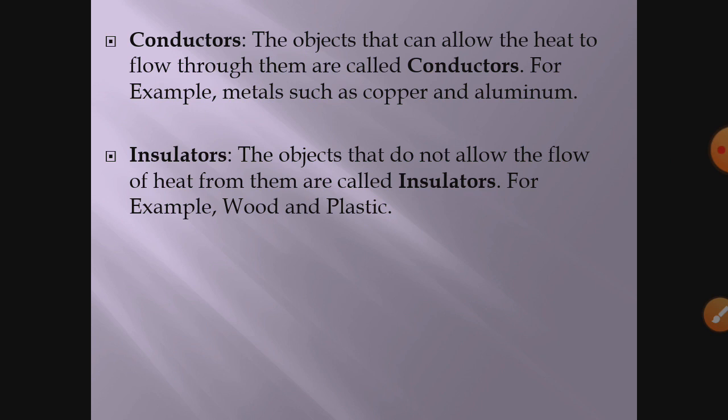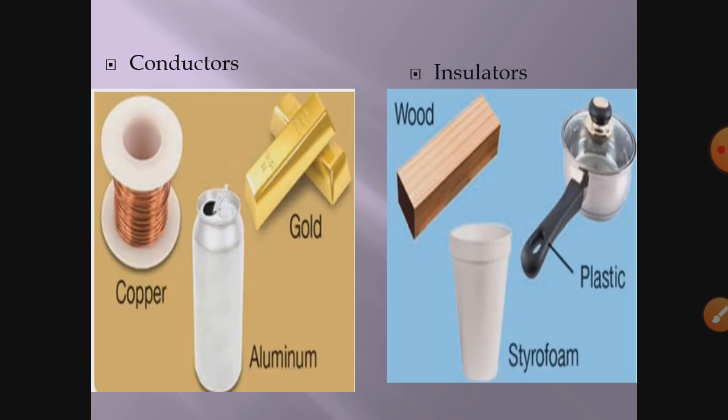And insulators, the objects that do not allow the flow of heat through them, are called insulators. For example, wood and plastic are insulators. They do not allow heat to pass through them. They are also called non-conductors.